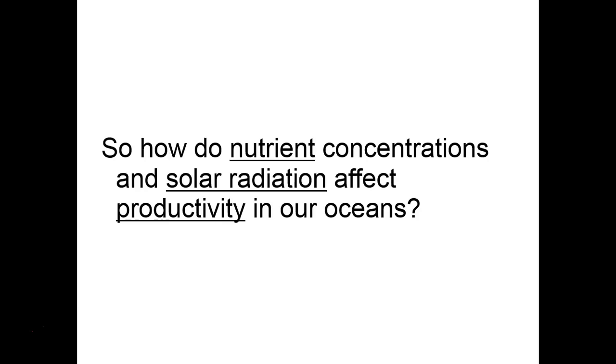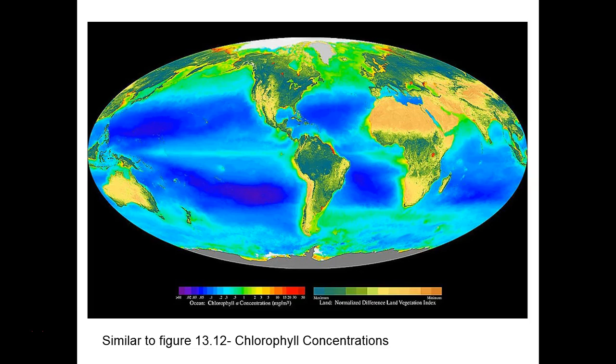Okay, so how do nutrient concentrations and solar radiation actually affect productivity in our oceans? In this map here, we're looking at chlorophyll concentrations. Why would we look at chlorophyll concentrations when we're talking about primary production? Well, because all organisms that are photosynthetic contain chlorophyll. Therefore, the amount of chlorophyll in an area tells you how many photosynthetic organisms there are there.